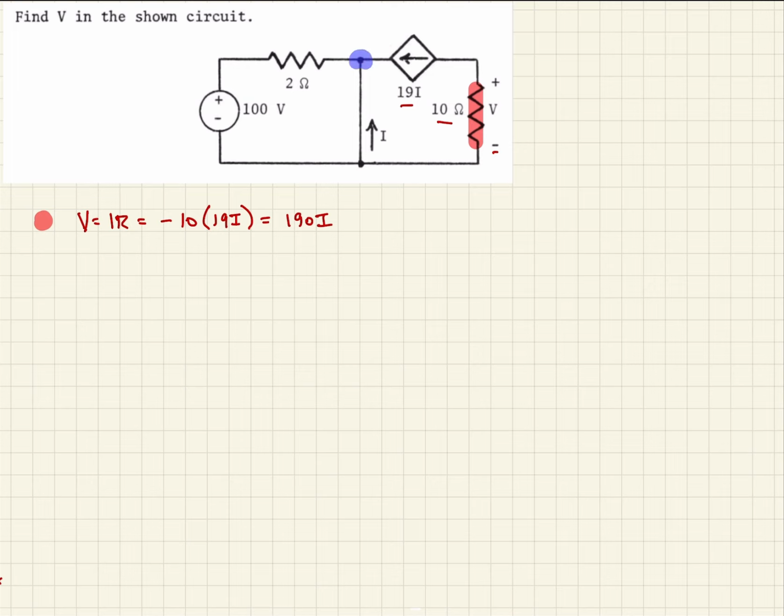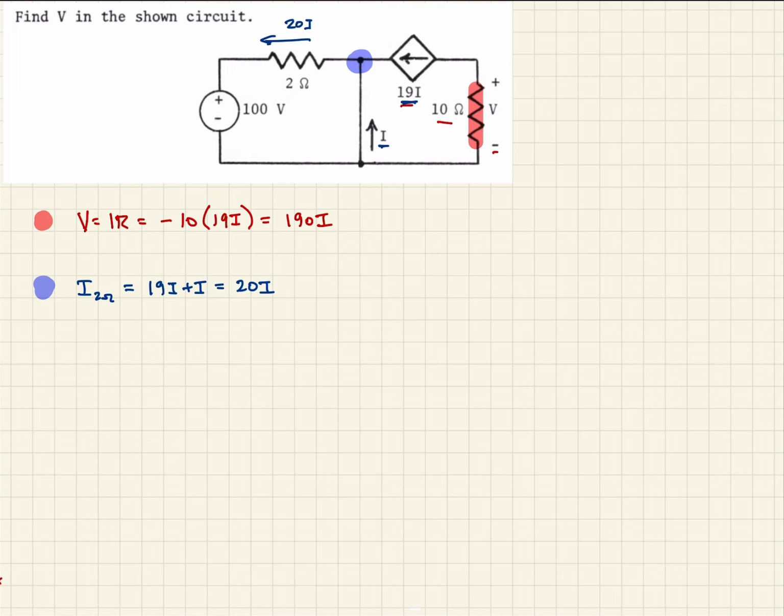So the next thing we can do is take a look at this node and do a nodal analysis on the current. When we do that, we see that we have 19I coming in from one direction, and I coming in from the other. So if we sum these up, the current through the 2 ohm resistor is going to have to equal 19I plus I, which would be 20I. So that's what's flowing here, is 20I.